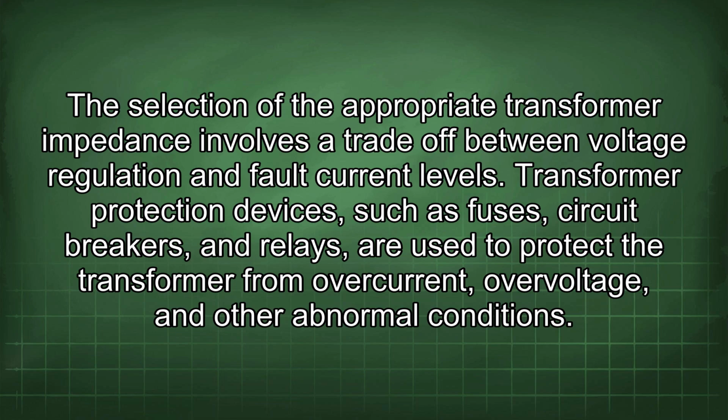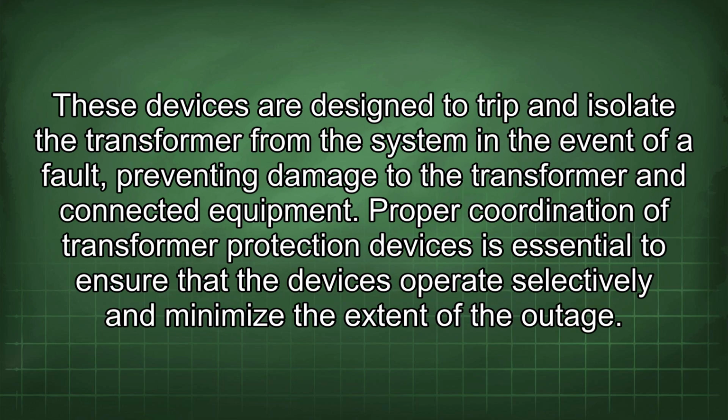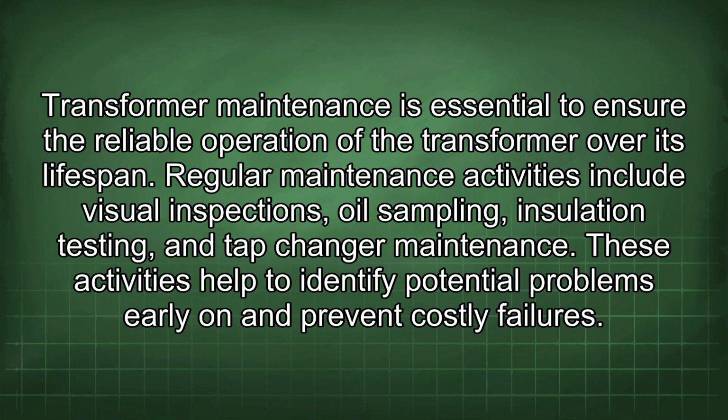Transformer protection devices, such as fuses, circuit breakers, and relays, are used to protect the transformer from overcurrent, overvoltage, and other abnormal conditions. These devices are designed to trip and isolate the transformer from the system in the event of a fault, preventing damage to the transformer and connected equipment. Proper coordination of transformer protection devices is essential to ensure that the devices operate selectively and minimize the extent of the outage. Transformer maintenance is essential to ensure the reliable operation of the transformer over its lifespan.